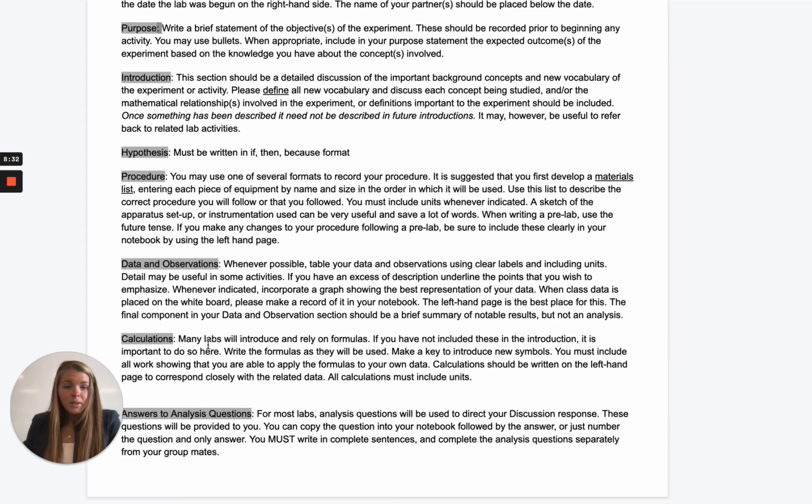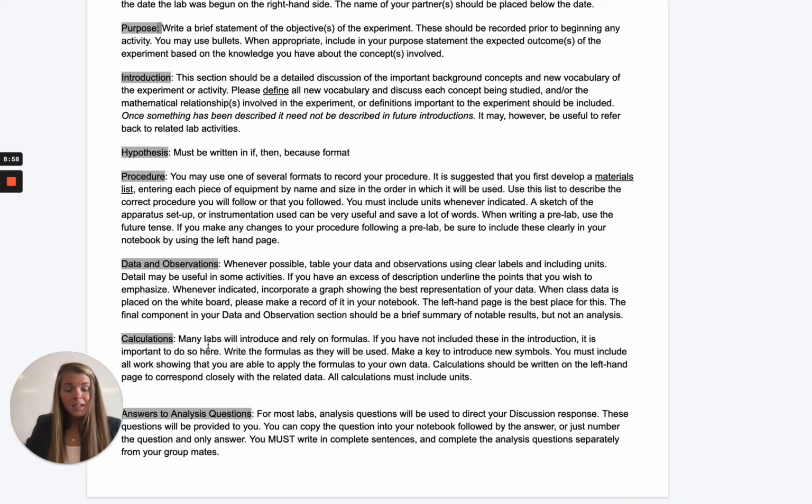Underneath the data and observations is a space for calculations. In this lab, your only calculation was your change in mass. Many of the labs we do will rely on formulas. If you haven't listed the formula in the introduction, you need to list it under the calculation spot. So where it says calculations, write the formula: final mass minus initial mass equals the change in mass.